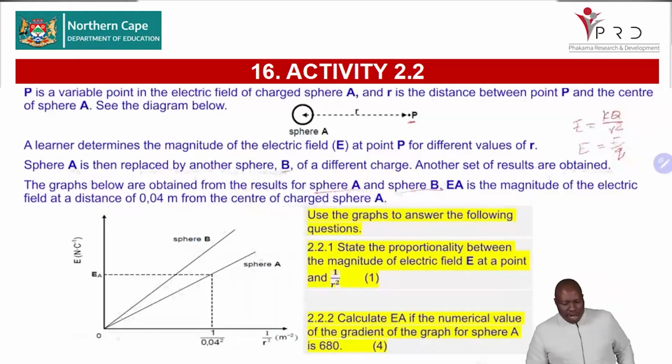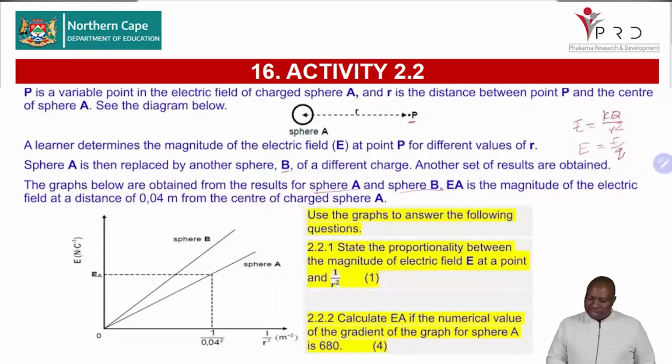And then we have EA, the magnitude of the electric field at a distance of 0.04 meters from the center of charged sphere A. So the graph here is showing you the EA, which is the magnitude of the electric field at a distance of 0.04. Remember, it's the square of the distance, hence you are having that graph there.